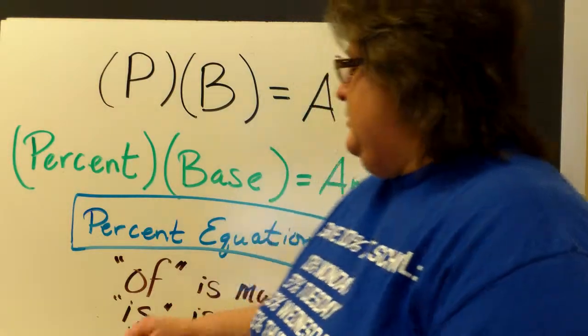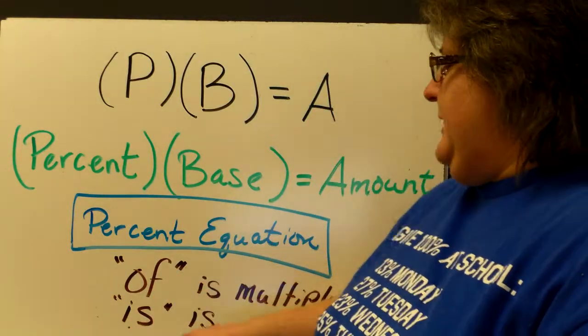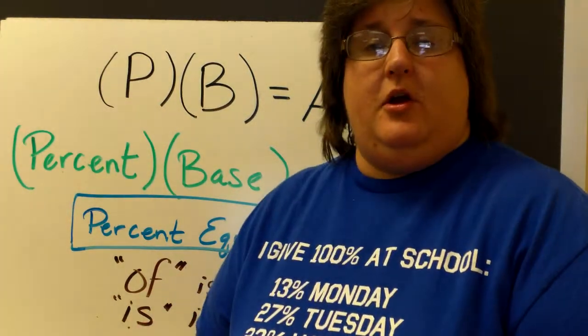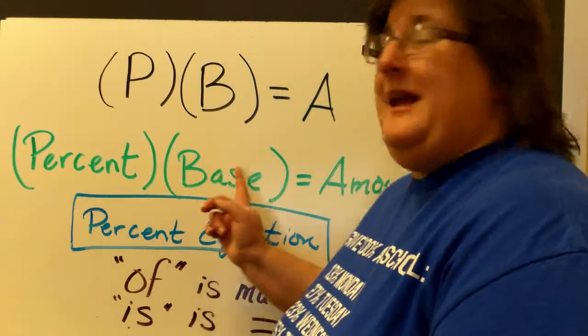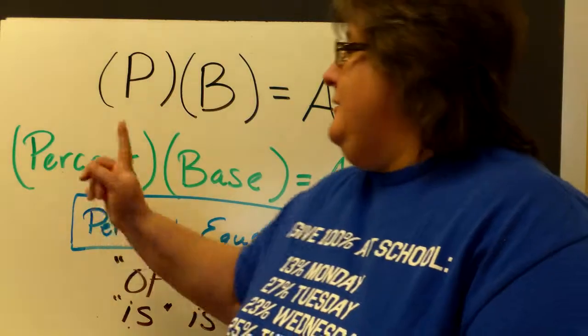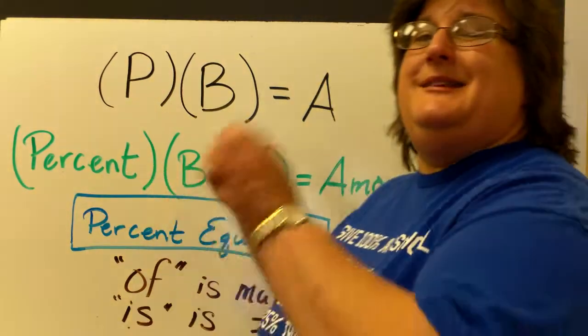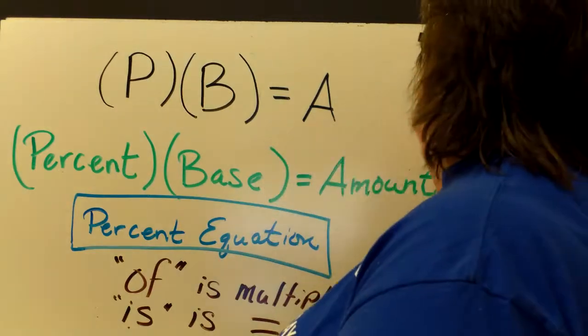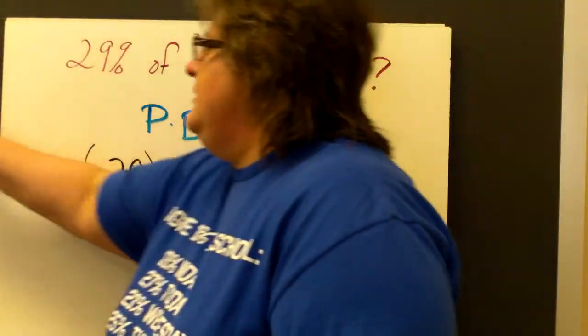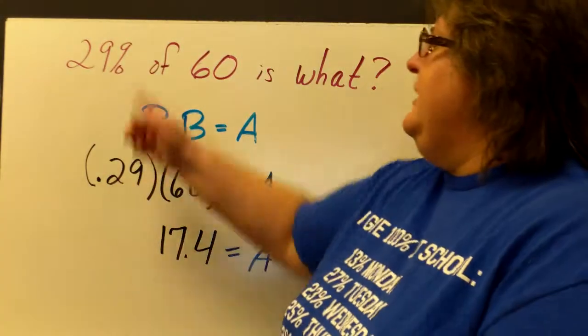Key. Two things. Of means multiplication. Is means our equal sign. So right here, percent of the base is the amount. Key words, of and is. Show you what we're talking about.